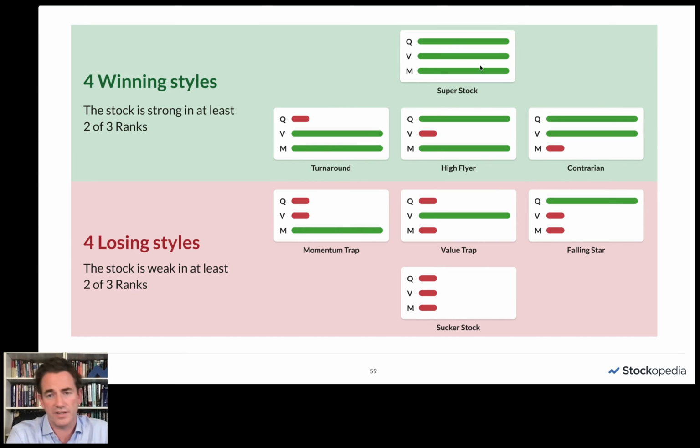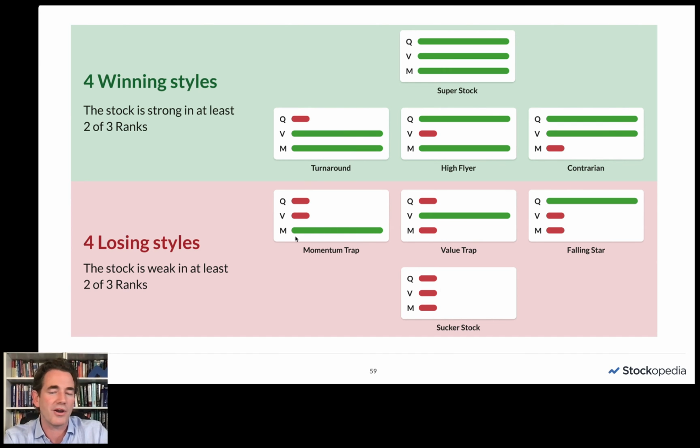Now, the way that we've composed these styles is by taking, and if you zoom in here on this super stock classification, QVM: quality, value, momentum. For the 4 winning styles, a stock is strong in at least 2 of the 3 ranks. Super stock is strong in all 3. A turnaround tends to be quite low quality, but it's cheap and it has strong momentum. A high flyer has very good profitability, and it tends to have high momentum, but because of that, it's quite expensive. But that's your classic growth stock archetype. Contrarian stocks are high quality, very cheap, but have weak momentum. So you buy on the dip kind of thing. And the losing styles, well, the sucker stock has poor quality, is really expensive, and has bad momentum. Which is a really, really terrible place to be when you're investing.